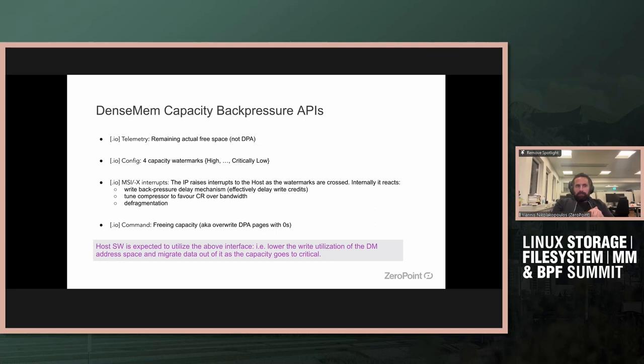So we expect that the host software overall is expected to utilize this interface so that it lowers the write utilization of the dense memory address space and migrate data out of it as the capacity goes to critical.